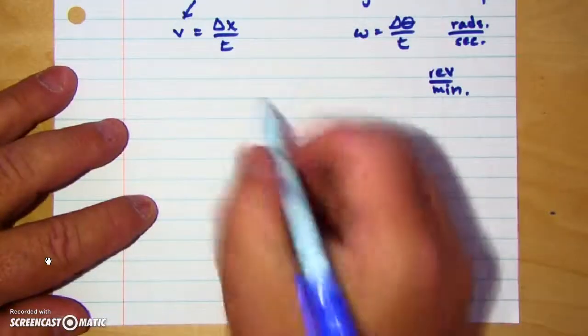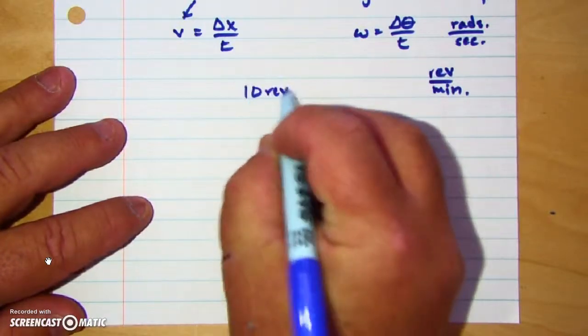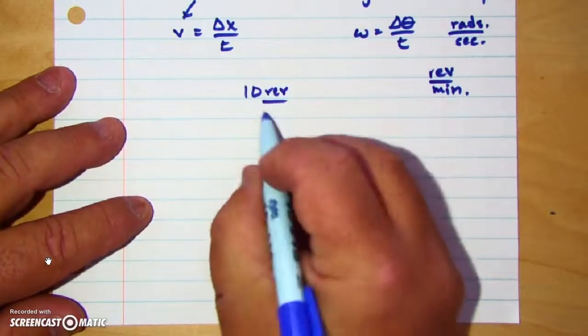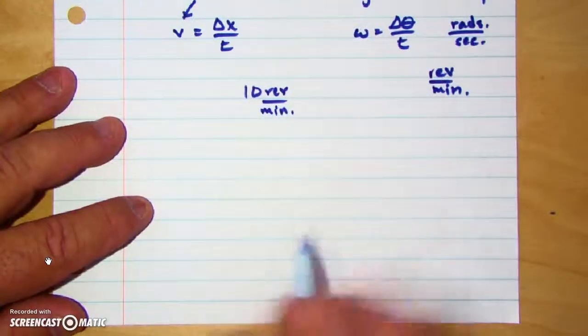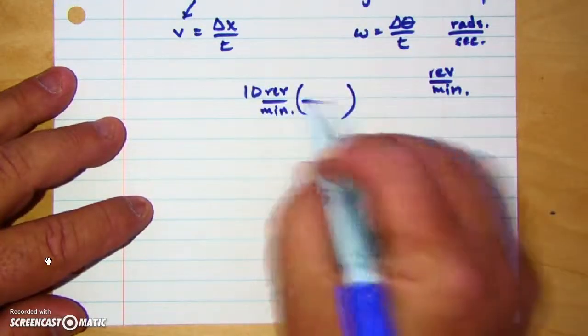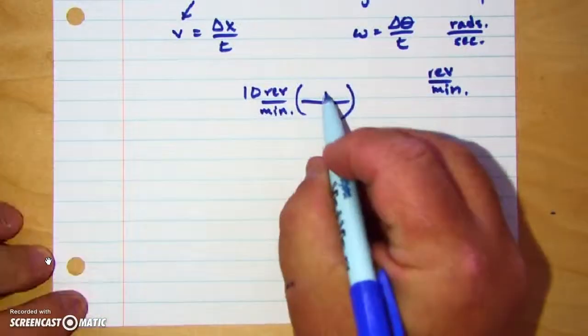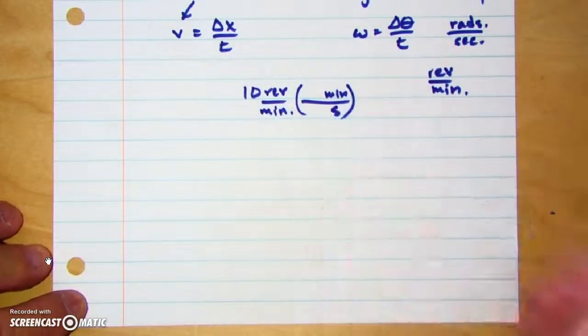Let's say something is spinning at 10 revolutions per minute. Now, when you see RPMs, I think the best way to write it is this way, because it makes it easiest to solve. I'm going to multiply by 1 to get rid of minutes. I need minutes on the top. I want seconds on the bottom.